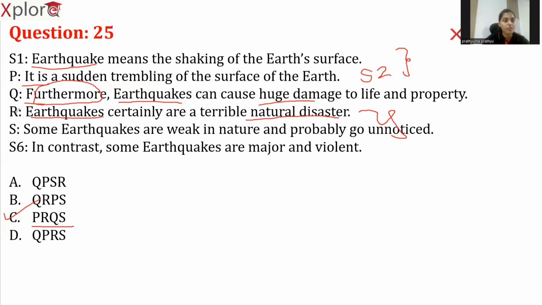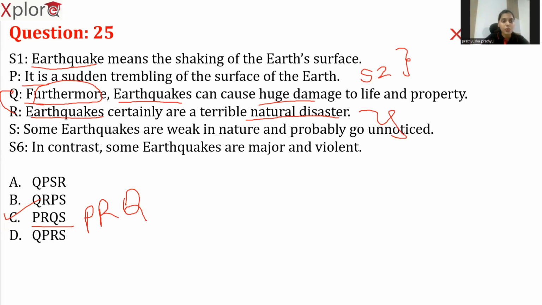So after R, you have to take this Q. So P, R, and Q. Why after R do you need to write Q? Because here you have mentioned how it is considered a natural disaster. Furthermore, not just a natural disaster, it can cause huge damage to life and property.